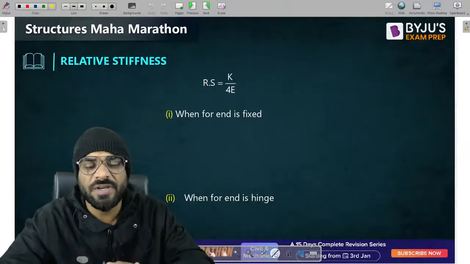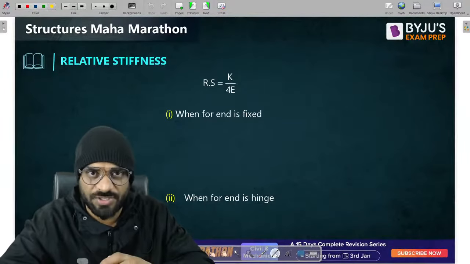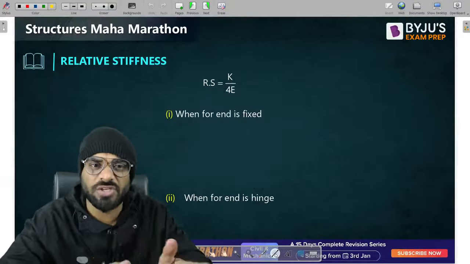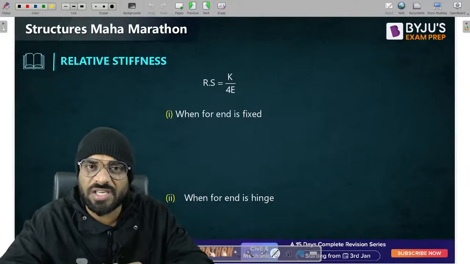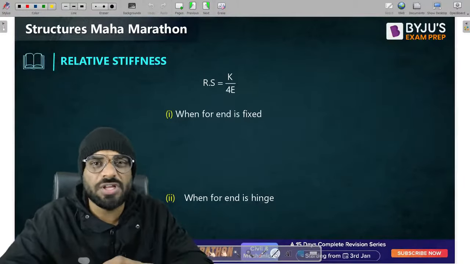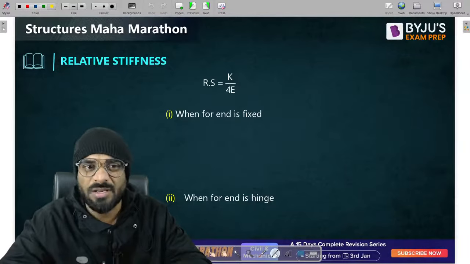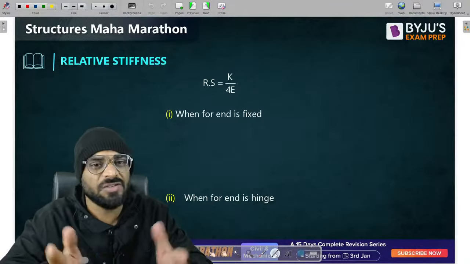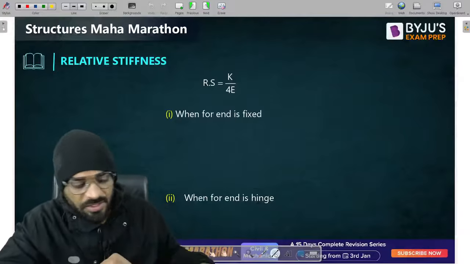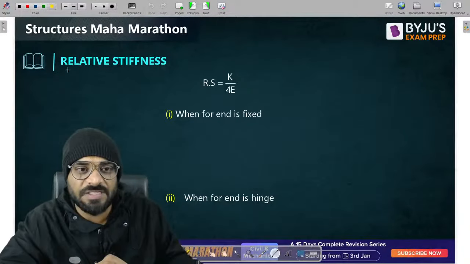Our purpose is to distribute the moment at a particular junction. And that's why guys, you can use any one of them. But in most cases, you should always use rotational stiffness terminology, so that it will be easier to remember, right? But if you have the same material, you can use this term also, right? Now, the relative stiffness is basically K by 4E.